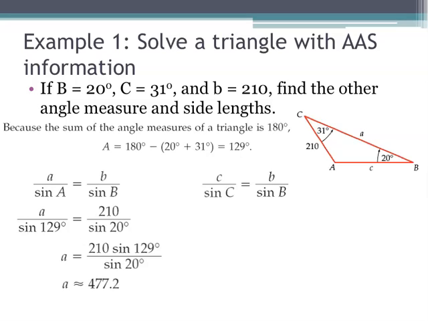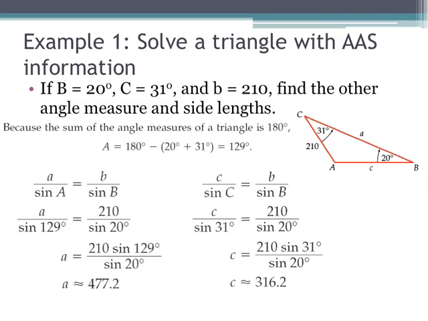All right, fill in what we know. So we have c over sine of 31 equals 210 over sine of 20. And then again, we're going to either cross multiply or multiply both sides by sine of 31. Multiply and divide that, and we get that c is about 316.2. So we were able to find, what did we need to find? We needed to find angle A, side A, and side C, and we found all three of those.